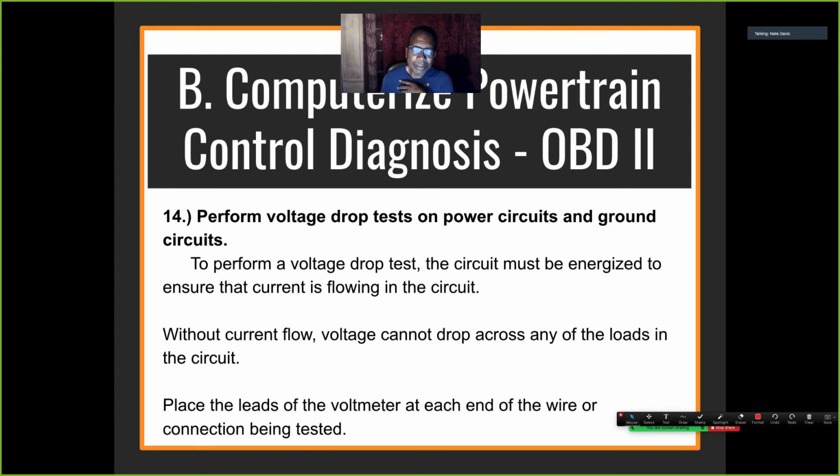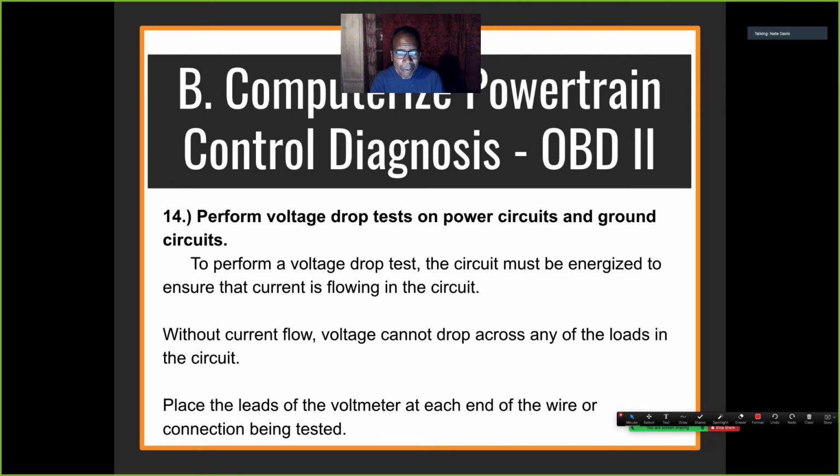Now, performing a voltage drop test on the power circuits and ground circuits. Now, this is important because sometimes they actually question by a circuit. It might be high resistance on the ground circuit or a control circuit. To perform a voltage drop test, the circuit must be energized to ensure the current is flowing. Remember this, you cannot do a voltage drop on a circuit unless the circuit is energized. Anytime you're doing a voltage drop on a circuit, it has to be energized.